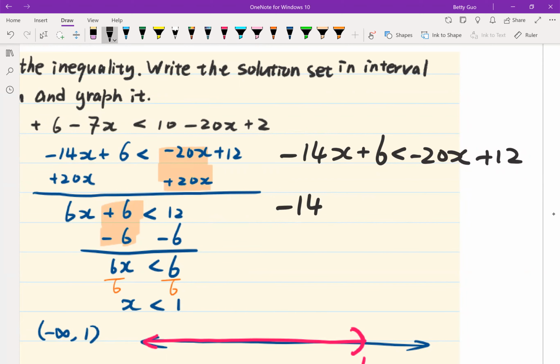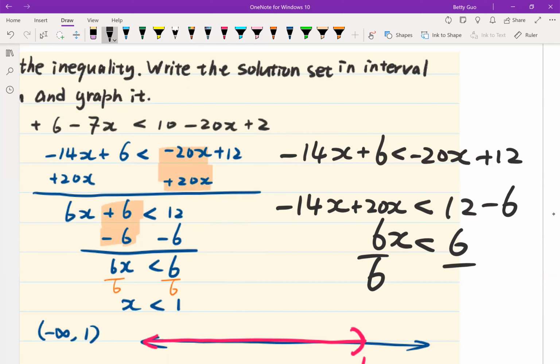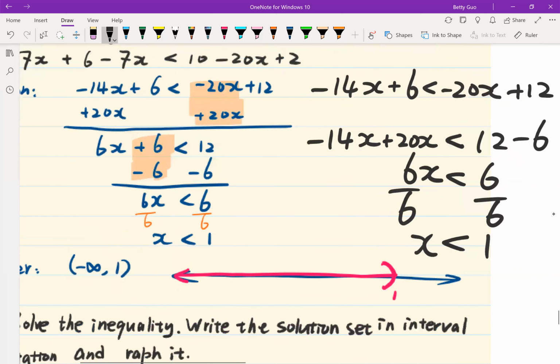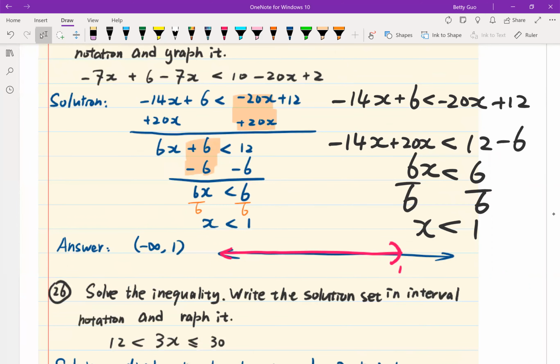Copy negative 14x. Move negative 20x over, you get a positive 20x. Copy 12. Move 6 over, you have a negative 6. Combine like terms. Negative 14x plus 20x, you have 6x. 12 minus 6, 6. Divide both sides by 6. You do not flip the direction of the inequality symbol because 6 is positive. You have x is less than 1. This is the graph. The interval is from negative infinity to 1, both open. At 1, you have open.